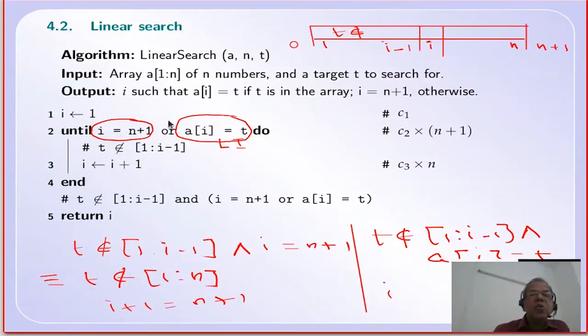Another question for thought. Whenever there are two conditions for termination, you should worry about the order in which the two conditions are tested. Should I first test I is equal to n plus 1? Or should I first test a at I is equal to t? Or the order does not matter? Can I take a break here and ask you a question? Does the order matter or does not matter?